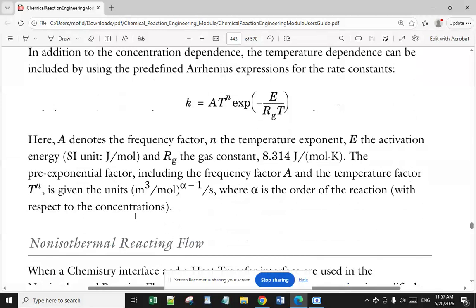The pre-exponential factor, including the frequency factor A and the temperature factor T to the power of n, is given the unit cubic meter per molar to the power of alpha minus 1, per second, where alpha is the order of the reaction with respect to the concentration.